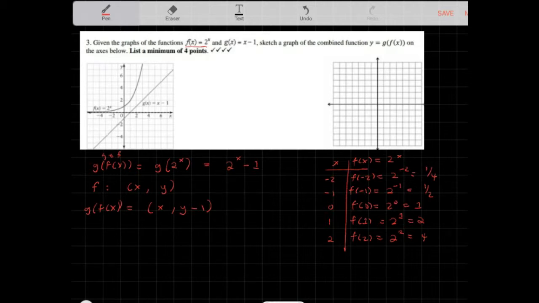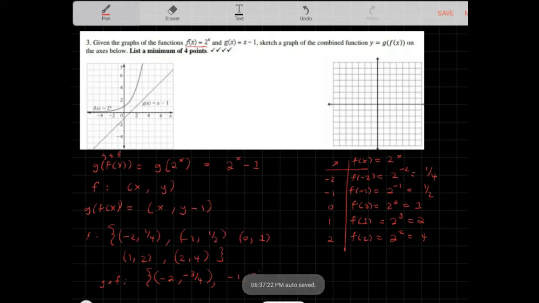Okay, so we can take our points of f, which are -2, 1/4, -1, 1/2, 0 and 1, 1 and 2, and 2 and 4, and I'm going to subtract 1 from all the y values. So this is g compose of f. So we'll have the points -2, 1/4 minus 1 is -3/4. So this is one of our points. We'll have -1 and 1/2 minus 1, which is -1/2. 0 and 1 minus 1 is 0. 1 and 2 minus 1 is 1. And 2 and 4, we're going to get the equivalent point 2 and 3.